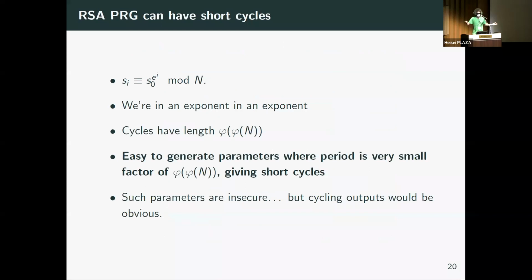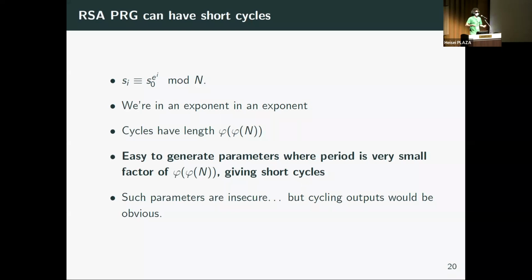So how long should the cycles be? If the ith state is S0 to the e to the i mod n, we are working in an exponent in an exponent. We would expect cycles to have length phi of n, so that e to the i equals e to the j mod phi of n, so that state i equals state j mod n. But it turns out it's actually easy to generate parameters where the cycle length, rather than being the full phi of n, is a very small factor of phi of n. In this case, that factor is 3. So we get cycles of length 3.